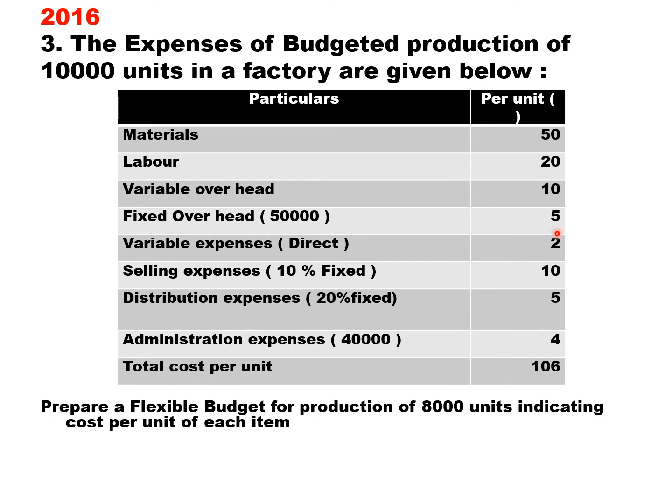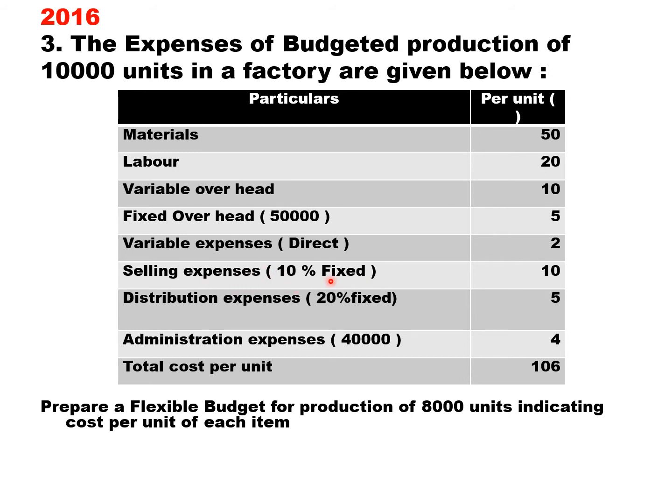Fixed overhead is 2 lakh, fixed overhead is 5 rupee. But don't consider 5 rupee, consider 50,000, because in case of fixed you need to consider total. So 5 rupee into 10,000 units, you get 50,000. So fixed overhead is 50,000. Variable expenses direct 2 rupee. As explained earlier, variable consider per unit, fixed consider total.